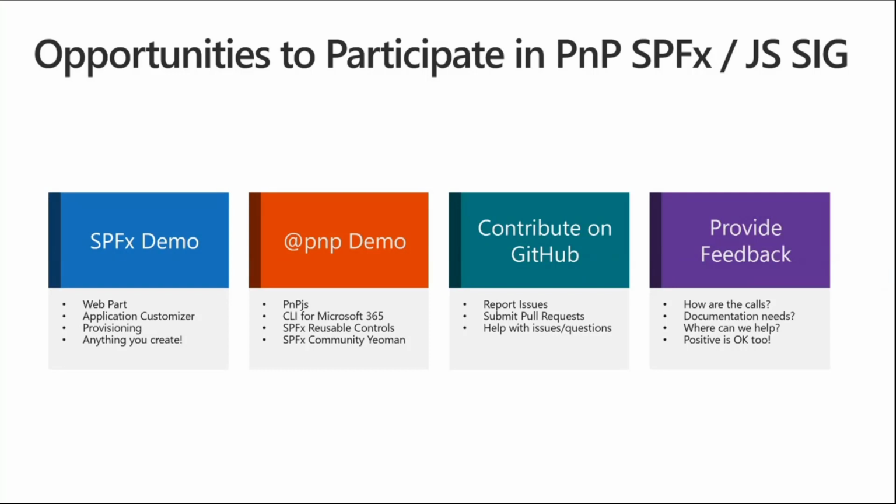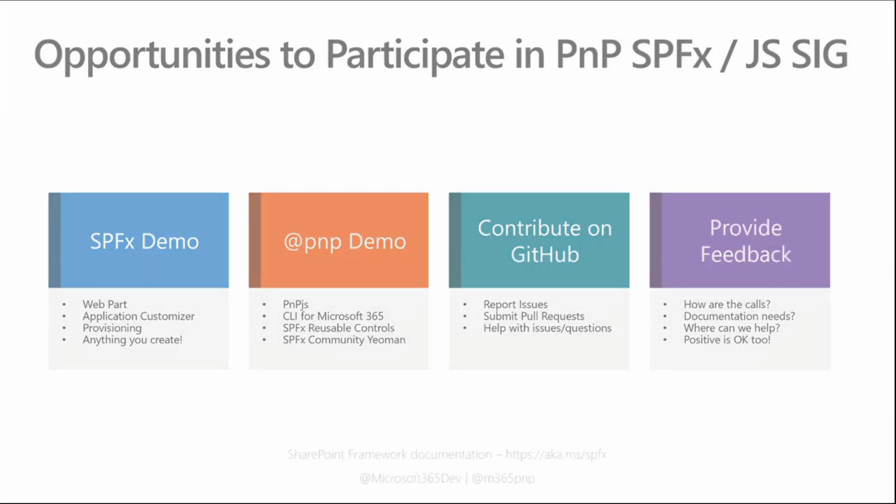I want to remind folks, all of our projects welcome contributions on GitHub. They can take the form of reporting issues, submitting pull requests, or of course, you can always help other folks that have issues or questions if you have a little bit of time and happen to know the answer. That's always very much appreciated. And finally, we encourage you to provide any feedback around the Patterns and Practices program all up. So how are the calls? How is our documentation? Where else can we provide additional help? And of course, positive feedback is okay too. If we're doing something well and you want to see a little bit more of that, please do let us know and we'll try and work that into the program.